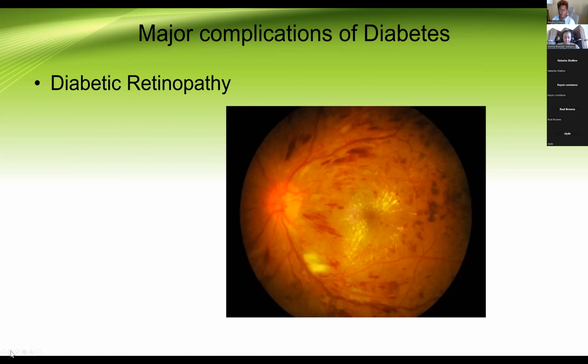Now, some of the symptoms a patient can experience, or come to the clinic with as a result of this problem, is that they can say, well, doc, I noticed that I feel as if something is floating in the eye. Some would say that they see spots, their vision is blurred. So this is one of the complications of elevated blood sugar.